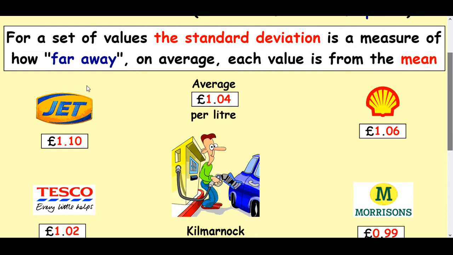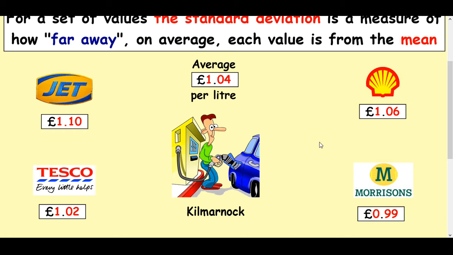For a set of values, the standard deviation is a measure of how far away, on average, each value is from the mean. So if we look at petrol prices, particularly in Kilmarnock, where I teach, the average petrol price is £1.04 per litre at the moment. Coronavirus is about, and petrol prices have dropped. Now, each individual place is different to that. Jet is £1.10, Tesco £1.2, Morrison's 99 pence, and Shell £1.6. There are other ones as well. The average petrol price here is £1.04.